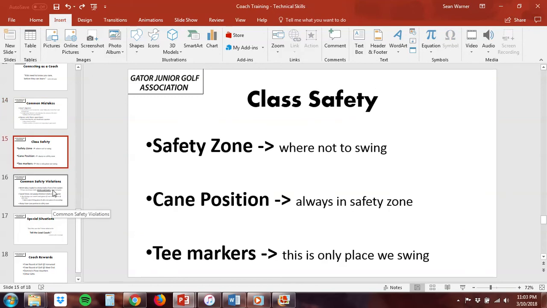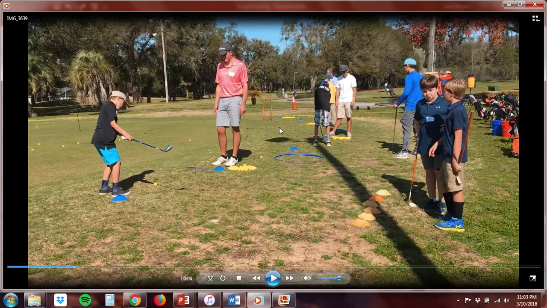And then class safety, we pretty much have to emphasize this in every single video. Class safety. Let's go back to our picture here. So class safety, blue cones. These are our T markers. T box right here. This is where we hit. Danger zone right here in between the T markers and the safety zone. Do not walk here. Do not have any students walk through here. All right. This is where we're swinging.